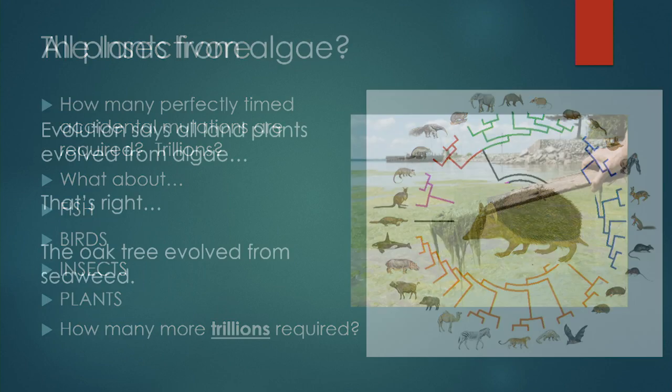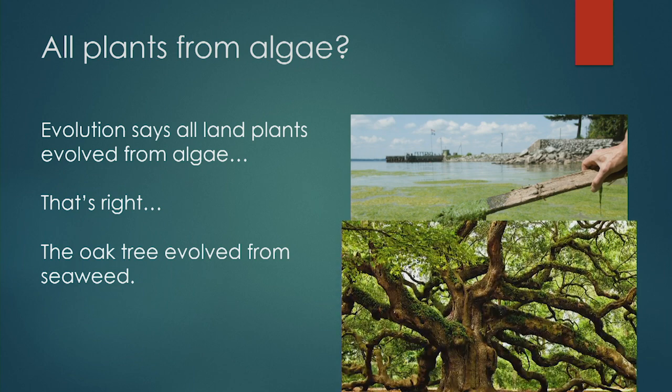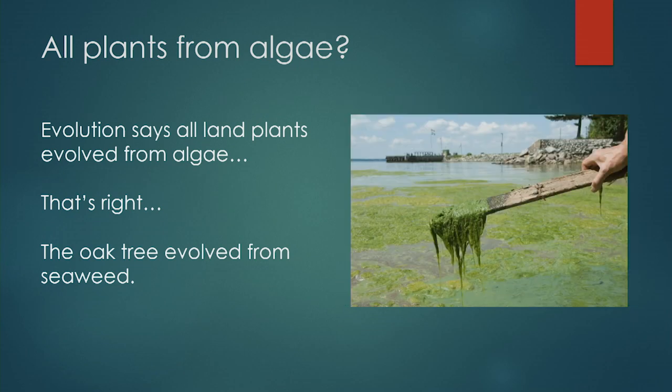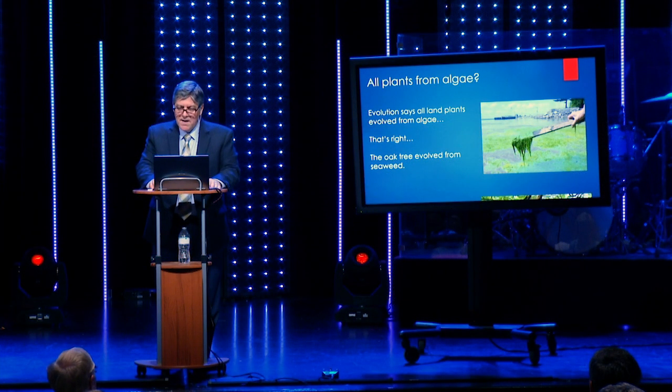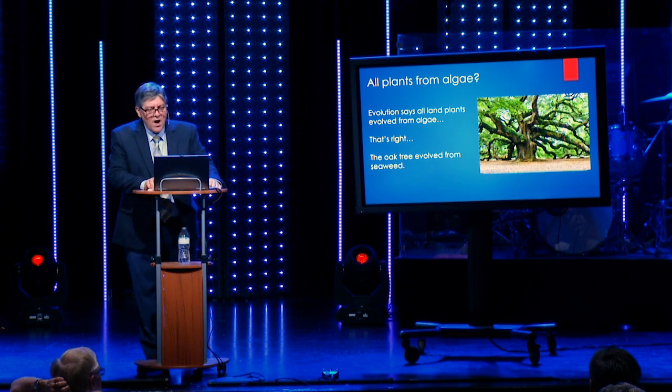Now, plants is what blows my mind. Evolution says that all land plants evolved from algae. That's right. The oak tree, this right here, evolved from seaweed. The oak tree evolved from that. Now, I don't know about you, but I have a hard time getting my head around that. Now the problem is that there are 400,000 flowering plants on Earth. 2,000 are edible for man.